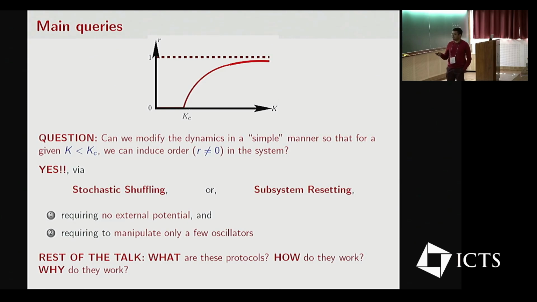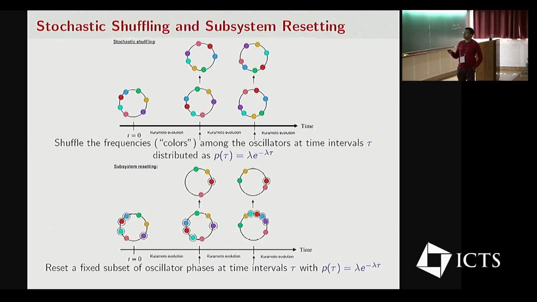So for the rest of the talk, I'll talk about what these protocols are and how they work. Okay, so let's come to stochastic shuffling first. Here is a circle. I have represented the phases of the oscillators by a dot. Remember that I have many oscillators, n of them in fact, and every oscillator has a characteristic frequency associated with it. And these are quenched disordered random variables.